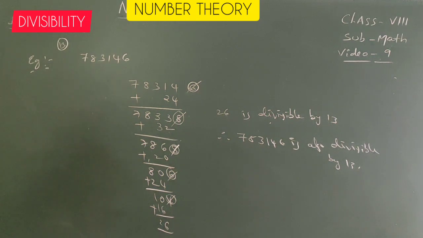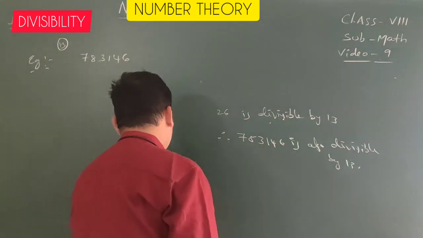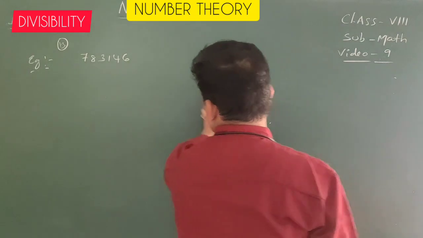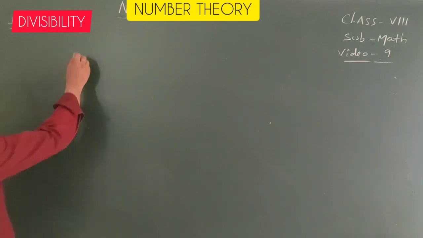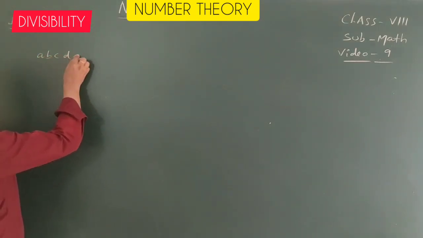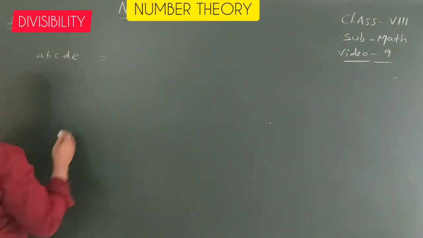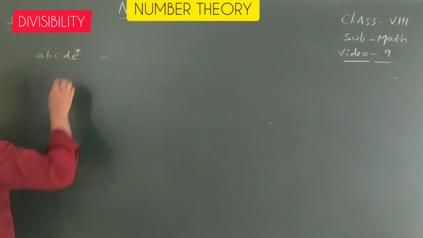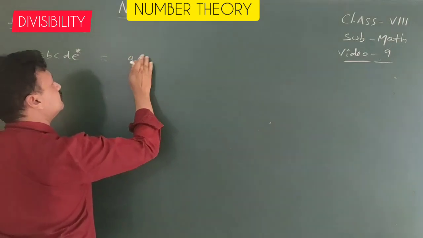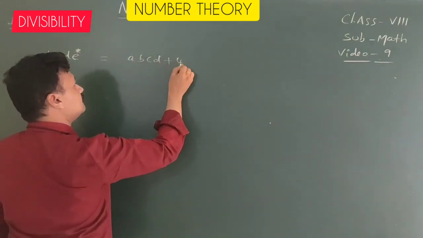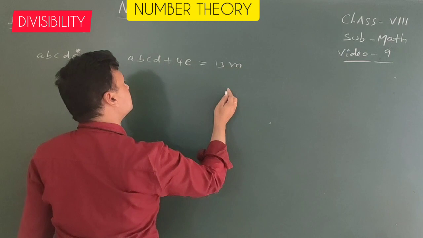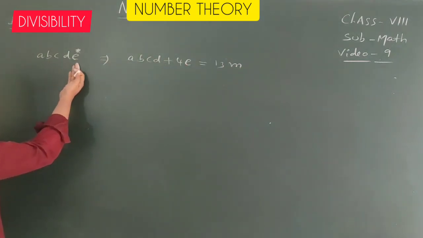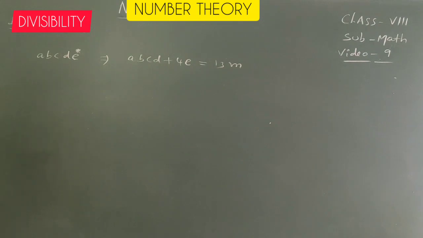Okay, proof for this one. Consider the 5-digit number ABCDE. Here 4 times the last digit. If ABCD plus 4E is a multiple of 13, then ABCDE is also a multiple of 13. You need to check that one.